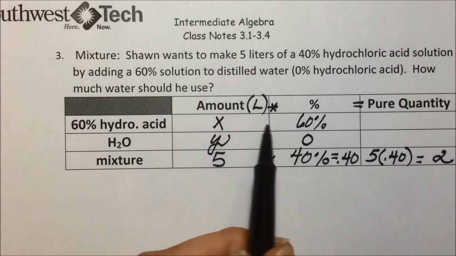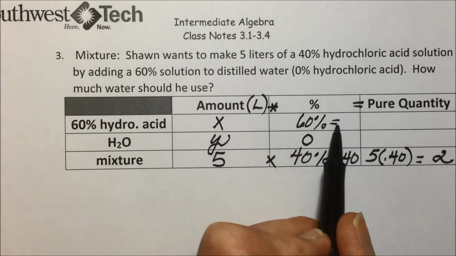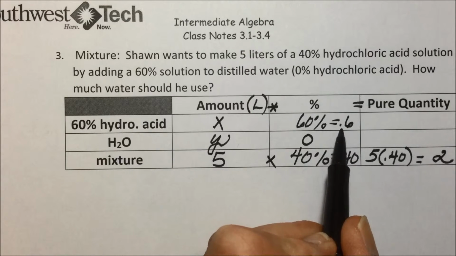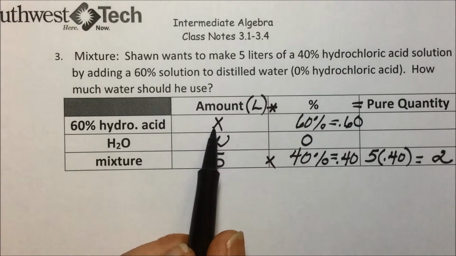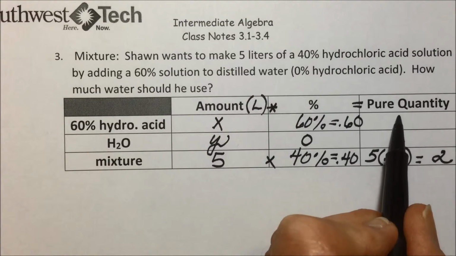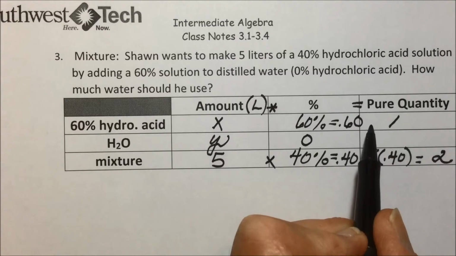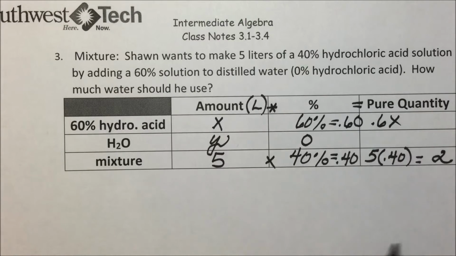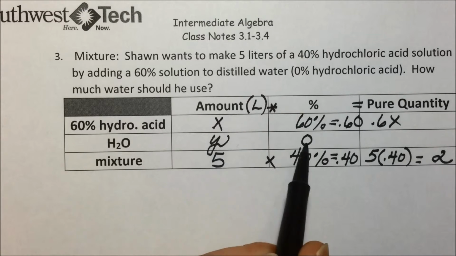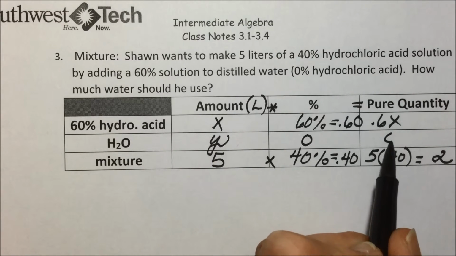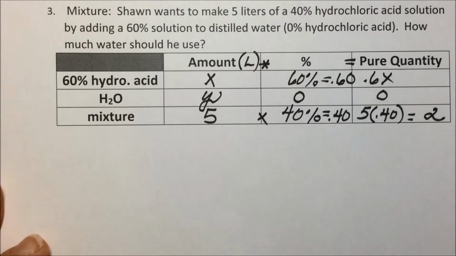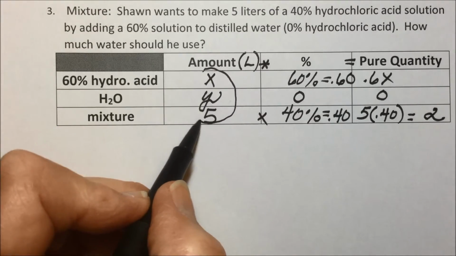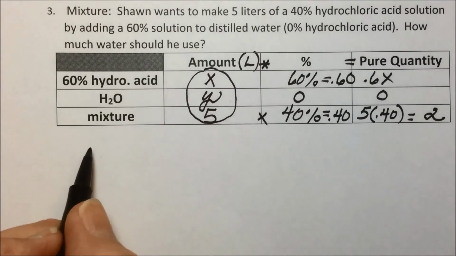We'll do the same, converting our 60% into a decimal equivalency, either 0.60 or just 0.6. Multiply it by the amount, which we don't know, so we will end up with 0.6x, and y times 0 is 0. So our table is filled. We're now ready to generate 2 equations because of the 2 unknowns. Here's one source for our equations.